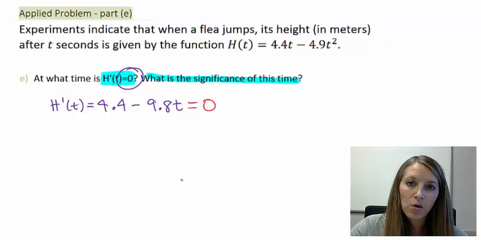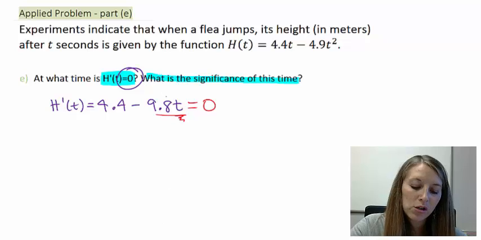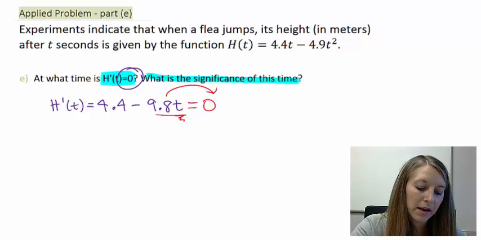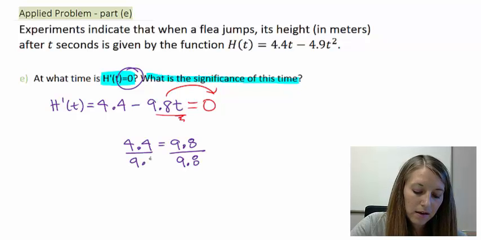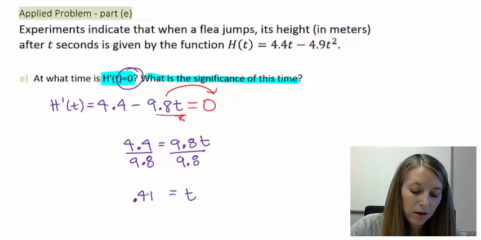This is a linear, or degree 1, equation, so I solve it by isolating my variable. Let me move that portion to the other side. So that gives me 4.4 is equal to 9.8t. Divide by 9.8, and that gives me that t is equal to 0.449.